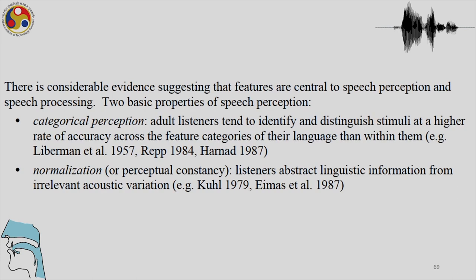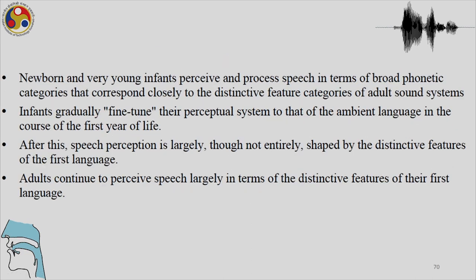So, I will say a few words about something called markedness. There is considerable evidence suggesting that features are central to speech perception and speech processing. Two basic properties of speech perception are categorical perception, which we have seen in our lectures on categorical perception, and normalization, that is, listeners abstract linguistic information from irrelevant acoustic variation. And newborn and very young infants perceive and process speech in terms of broad phonetic categories that correspond closely to the distinctive feature categories of adult sound systems.